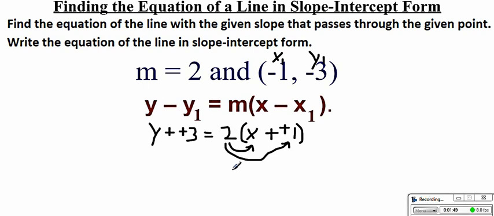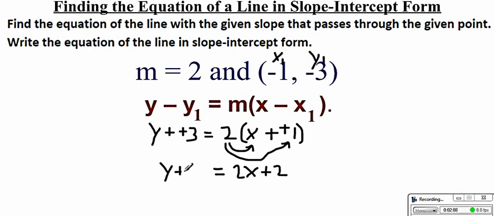So 2 times x is 2x, and you write that down. And then 2 times 1 is 2, and it's a positive 2 because it's positive 2 times a positive 1. Bring down the equal sign, and also bring down the y plus 3.